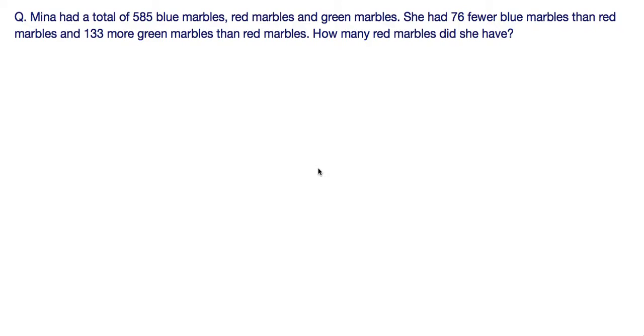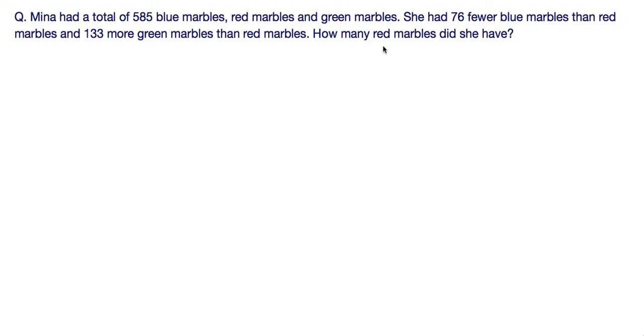Meena had a total of 585 blue marbles, red marbles and green marbles. She had 76 fewer blue marbles than red marbles and 133 more green marbles than red marbles. How many red marbles did she have?